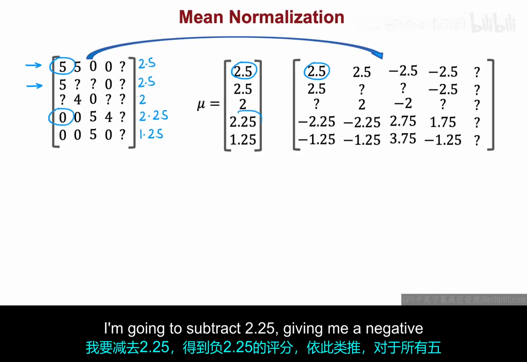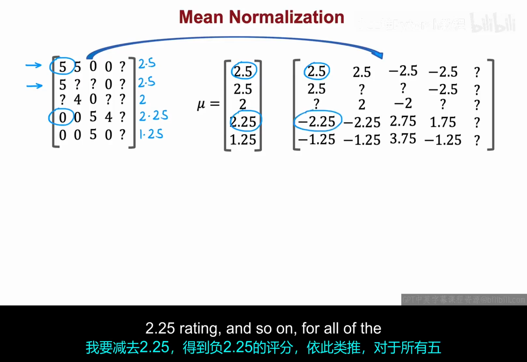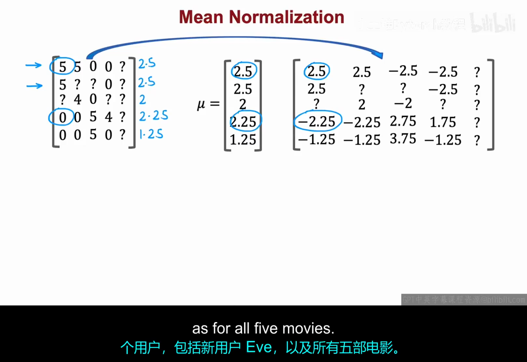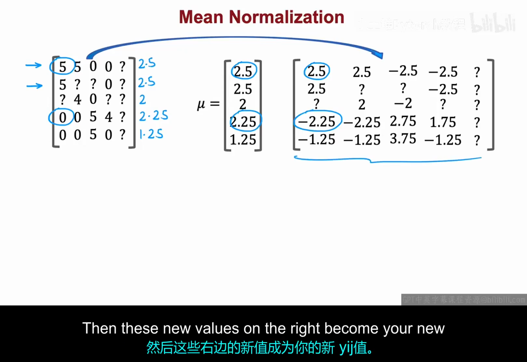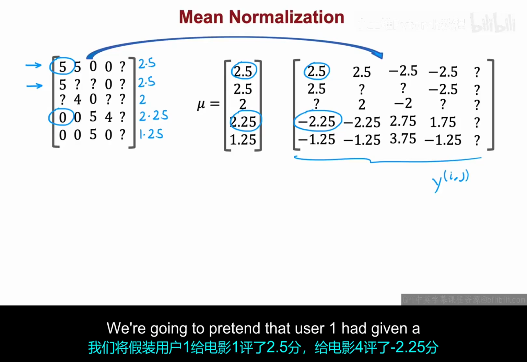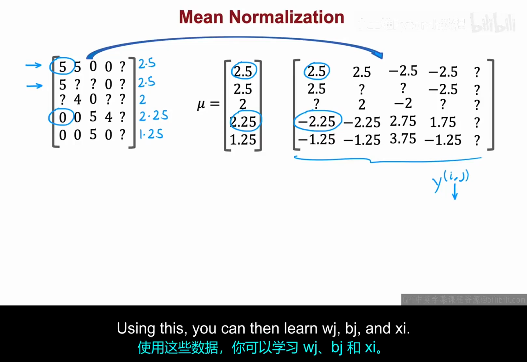I'm going to subtract 2.25, giving me a negative 2.25 rating, and so on for all of the now 5 users, including the new user Eve, as well as for all 5 movies. Then these new values on the right become your new values of Yij. We're going to pretend that user 1 had given a 2.5 rating to movie 1 and a negative 2.25 rating to movie 4. And using this, you can then learn Wj, Bj, and Xi.